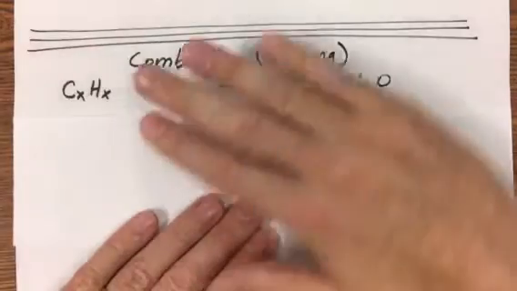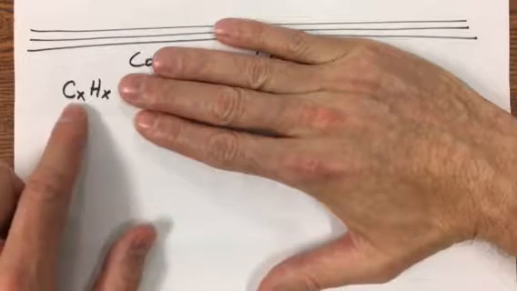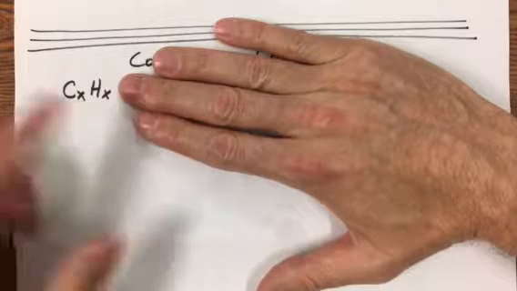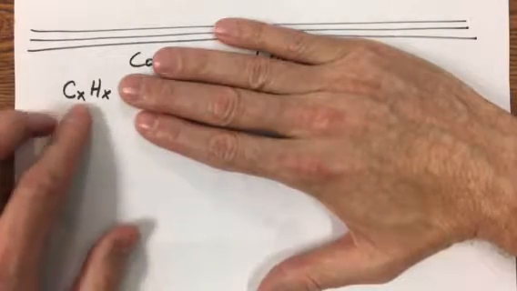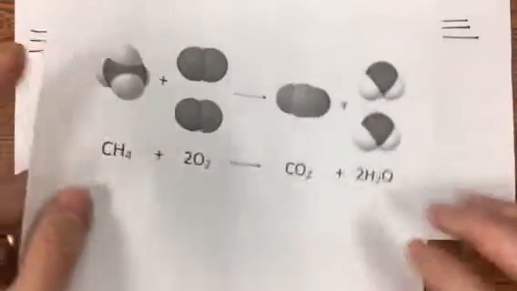The question is, what's that original compound that's joining with oxygen? I have X's in the subscript places for this hydrocarbon because hydrocarbons can be all kinds of different combinations of carbon and hydrogen. So I just put X's in. Here's one example I went and found on the internet.